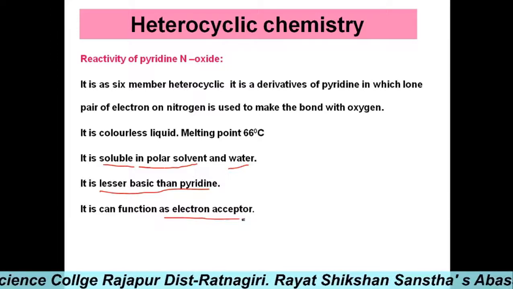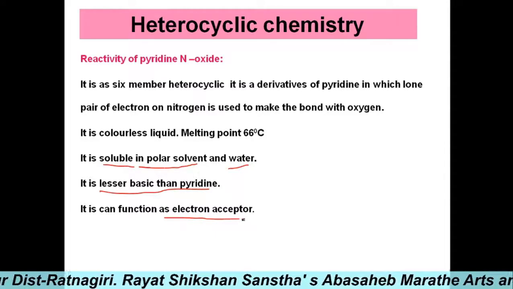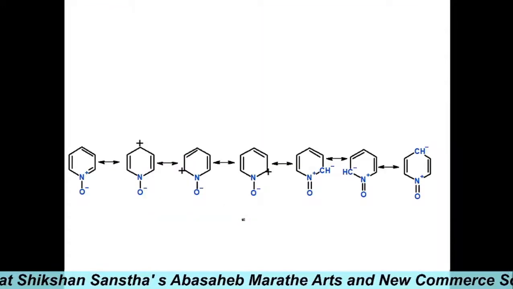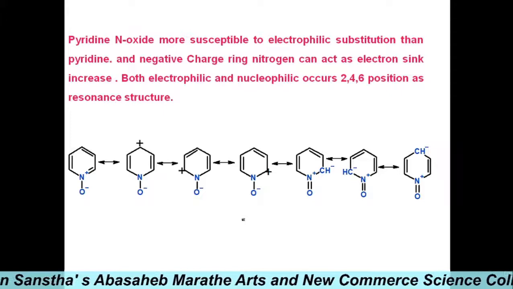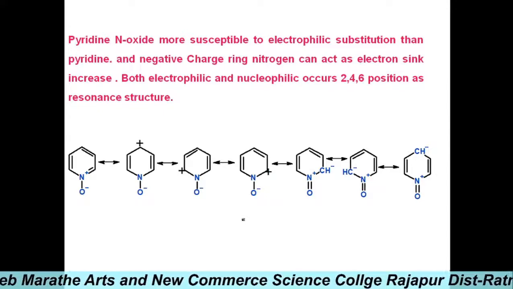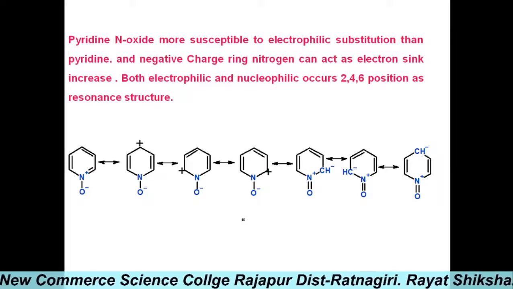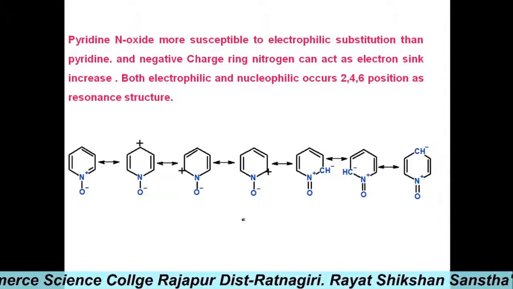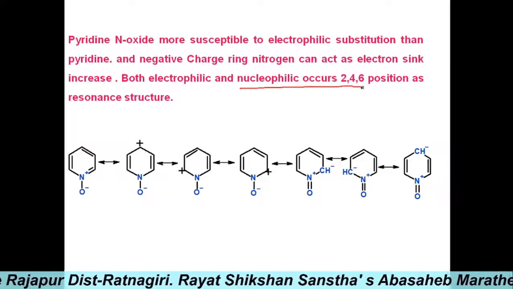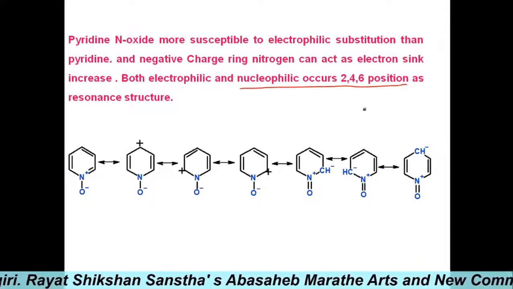The presence of the oxygen atom on the nitrogen atom of pyridine N oxide reverses the direction of electrophilic substitution in the pyridine ring. The negatively charged oxygen of the N oxide makes it more susceptible to electrophilic substitution than pyridine. The positively charged ring nitrogen can act as an electron sink, and therefore it increases nucleophilic substitution. Both electrophilic and nucleophilic substitution reactions can take place at the 2, 4 and 6 positions, as shown in the pictures.